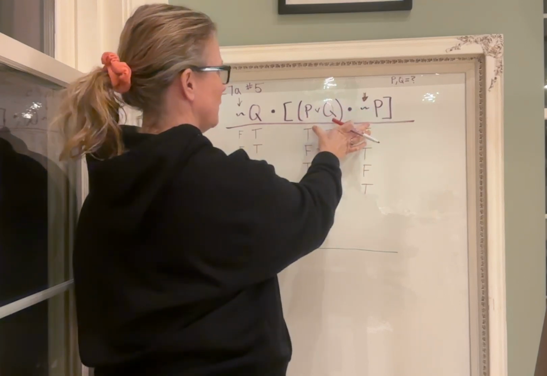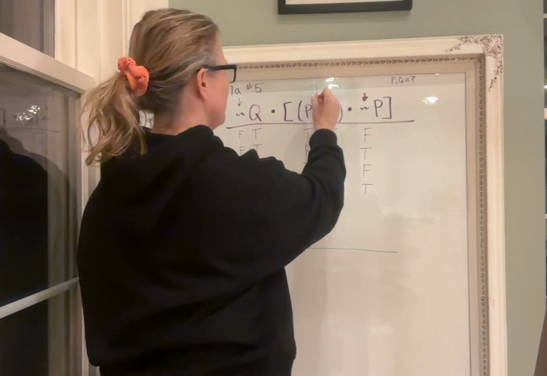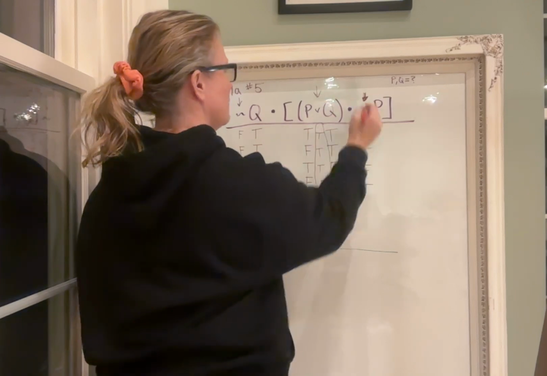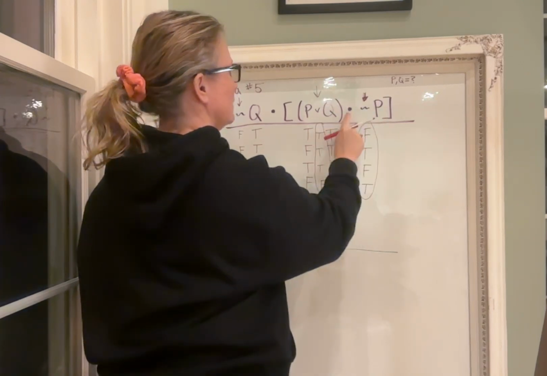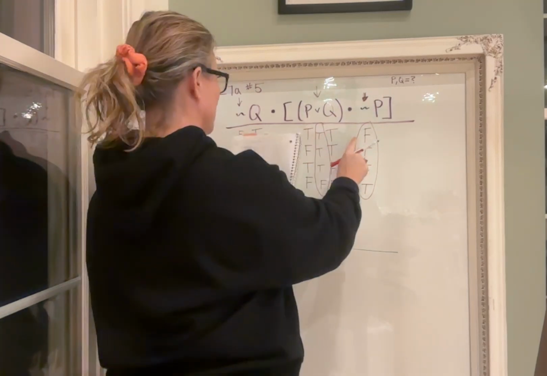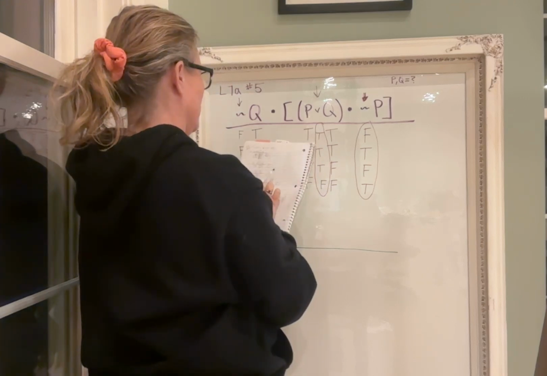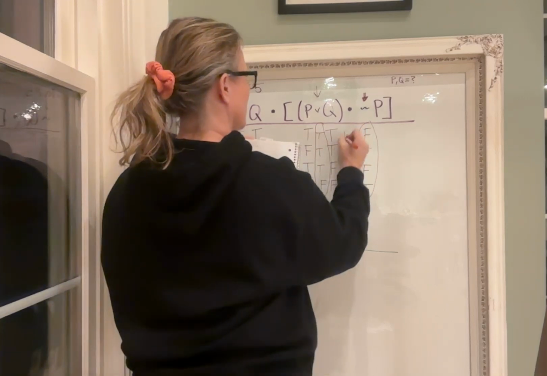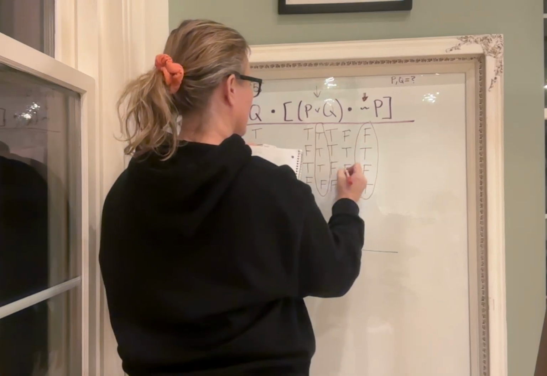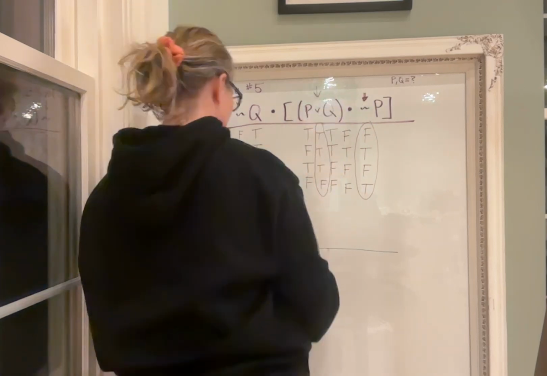That has to be solved first. So now I'm going to look at this column and this column to answer for the AND. So now, if I have true and false, following those rules, it is false, true, false, false.